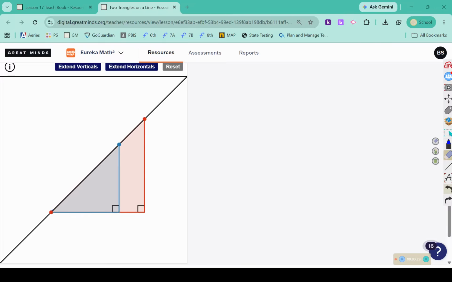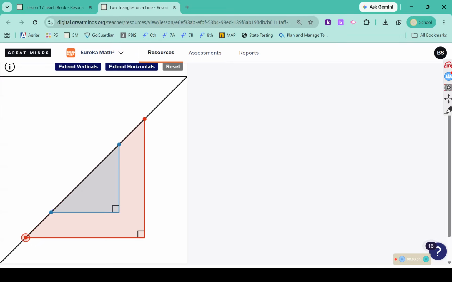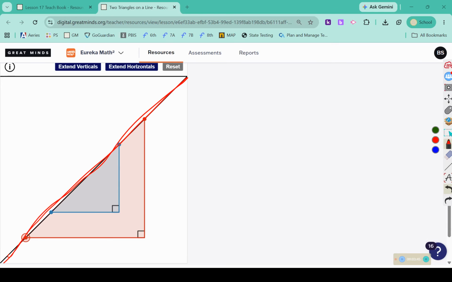If I were to adjust this, are these triangles still similar? What if I do something like this? Yes, because these are on the same line segment, or on the same line, we can still say that these two angles are identical. So by AA criterion, these two triangles are similar.